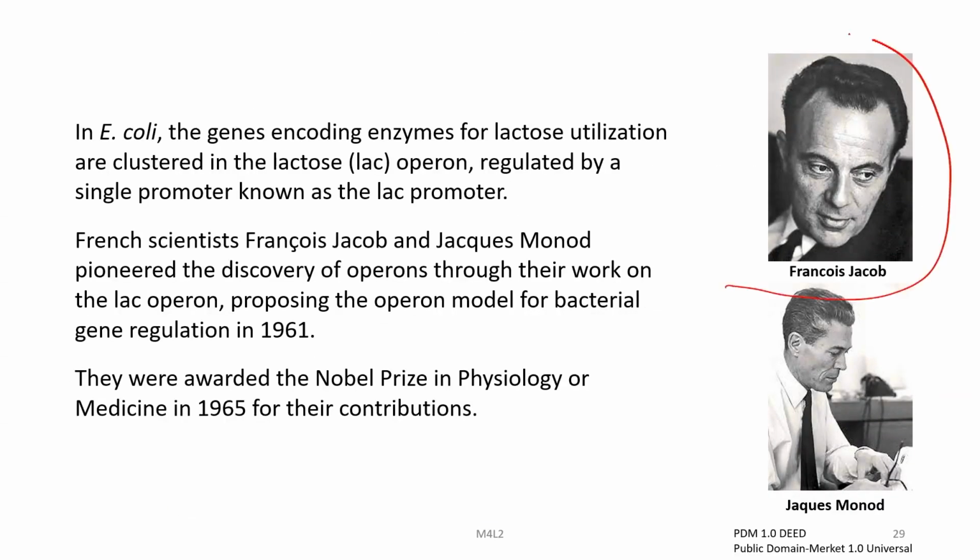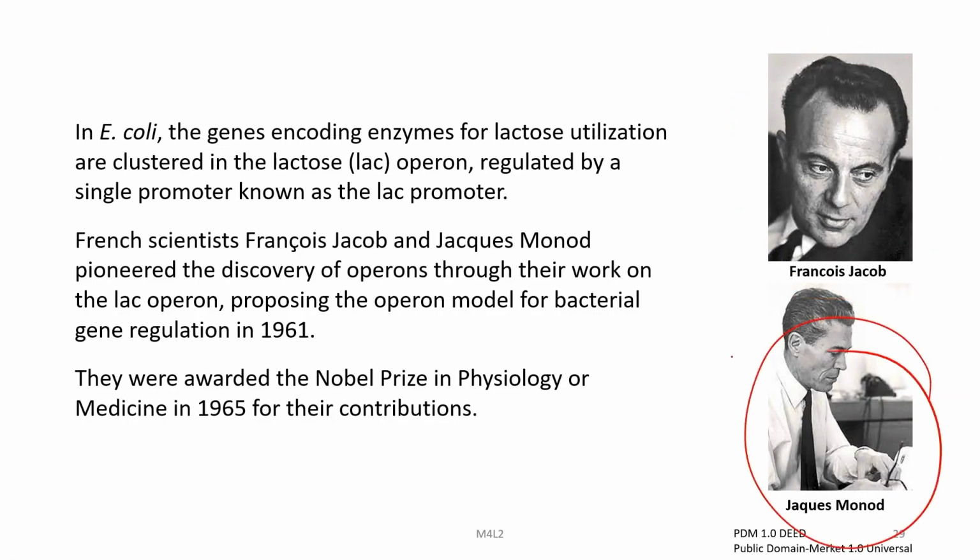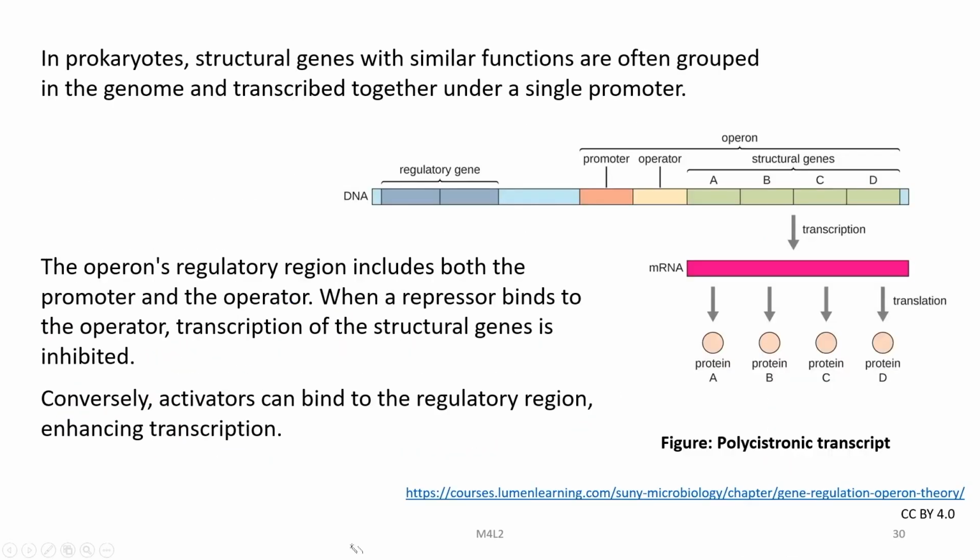So, let us try to know about the work of Francois Jacob and Monod in brief. In E. coli, the genes encoding enzymes for lactose utilization are clustered in the lactose operon, regulated by a single promoter known as the lac promoter. So, Jacob and Monod pioneered the discovery of operons through their work on the lac operon, proposing the operon model for bacterial gene regulation in 1961, and were awarded the Nobel Prize in Physiology or Medicine in 1965 for their contribution.